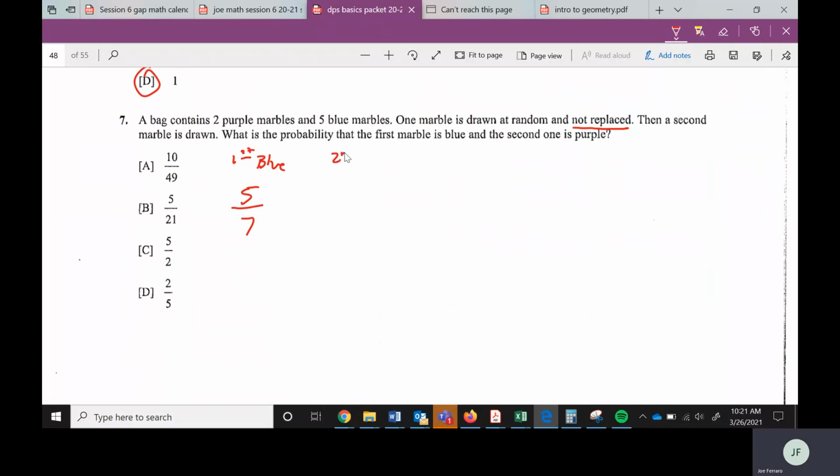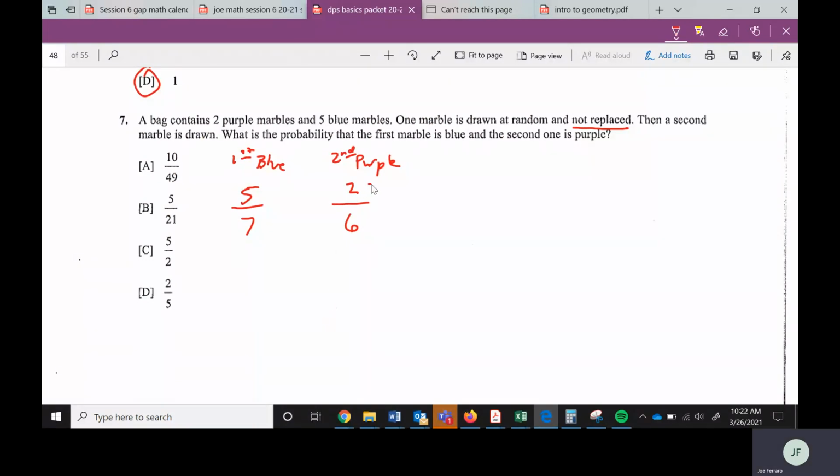Okay, now probability that the second one is purple. Now the key here is it was not replaced. So we're assuming we got a blue marble on the first one because that's what we want to happen. So there's not 7 marbles in there anymore. There are now 6 marbles. Now we're looking for purple. There's still just 2 purples in there. Okay.